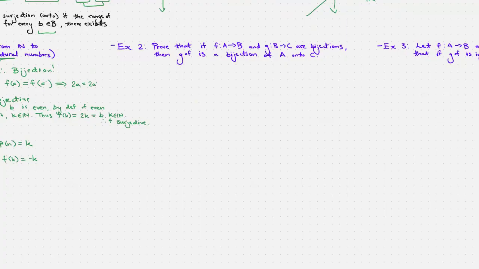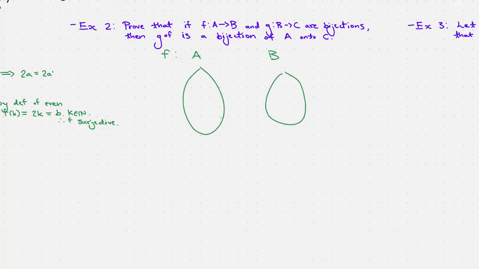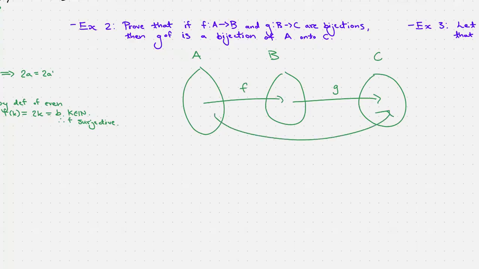f goes from A to B. So we have A and B, and then g takes us from B to C. So this is via g, and this is via f, and then via g of f, or g composed with f.